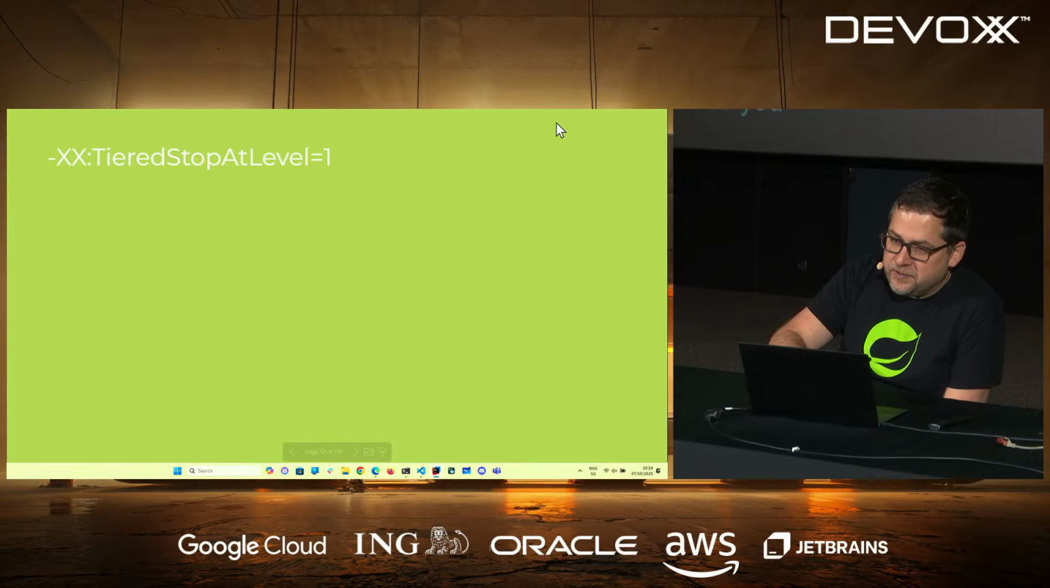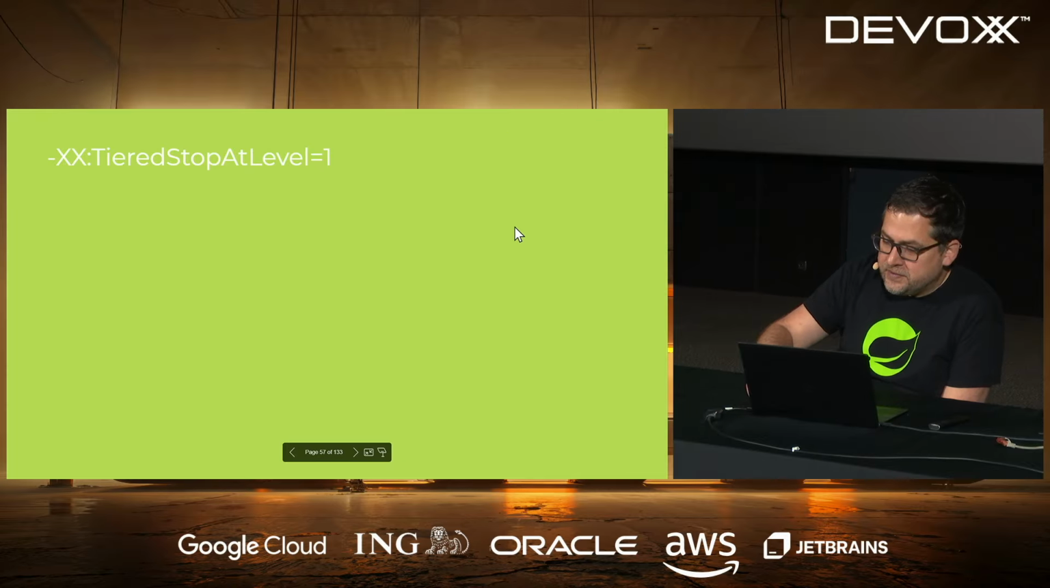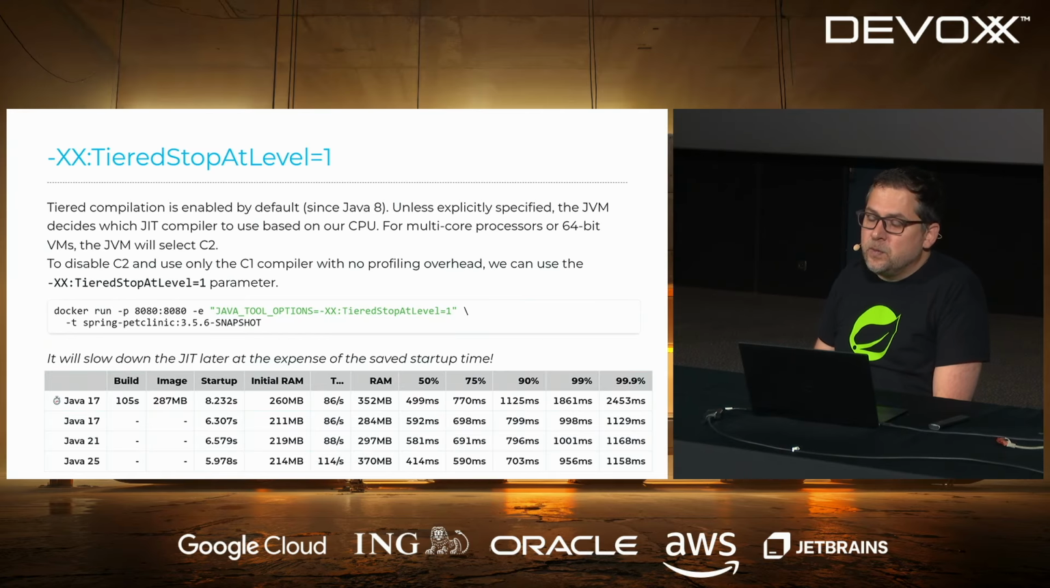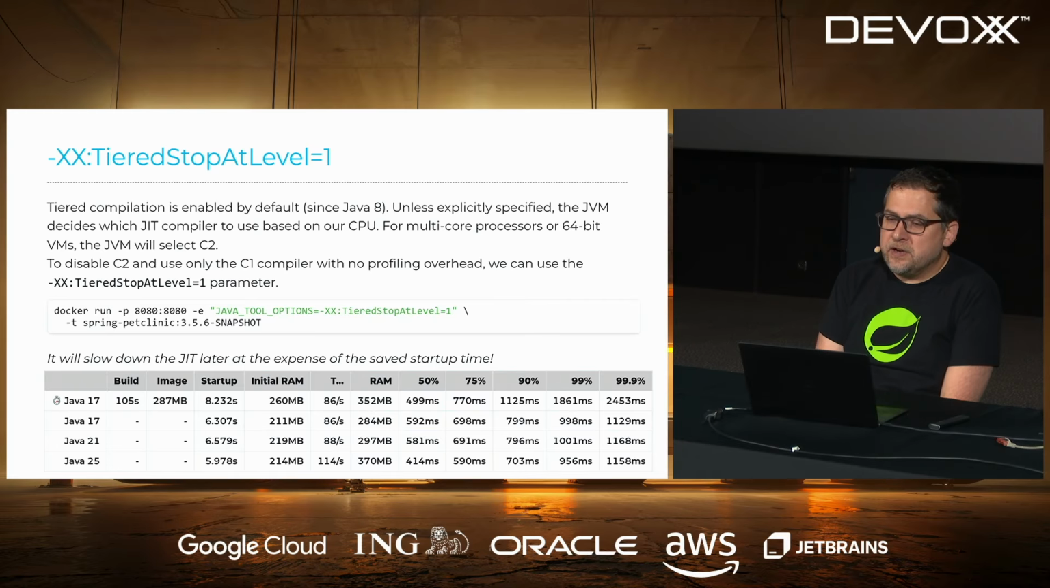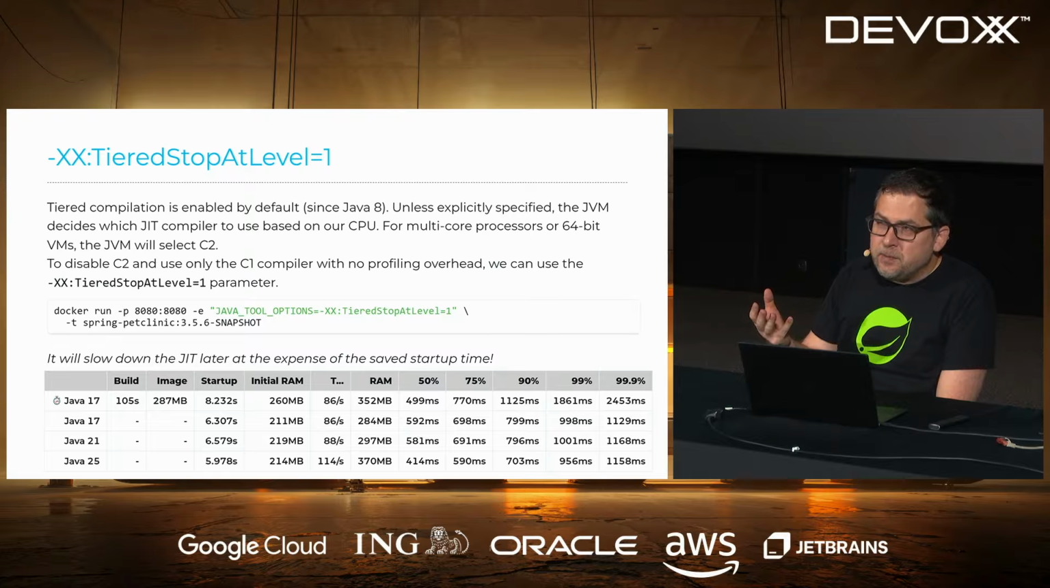What do you do with this tiered stop at level? Basically, you're influencing which JIT compiler is used. By setting it to tiered stop at level 0, you basically define that no JIT is working, so bytecode is just interpreted. By setting it to stop level 1, you're saying C1 will be used. So that means you're disabling the default, which in modern environments is C2.